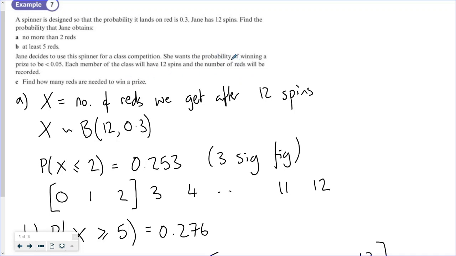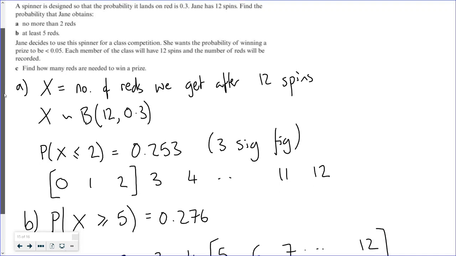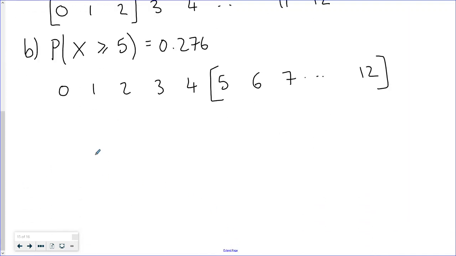And she says that she wants the probability of winning a game, the prize, to be less than 5%, less than 0.05. Now, it's not a very well worded question, but we're going to assume that she wants the probability to be as close to 5%, as close to 0.05, but no more than 5%. So let's just do a bit of trial and error here, and let's just try and guess.